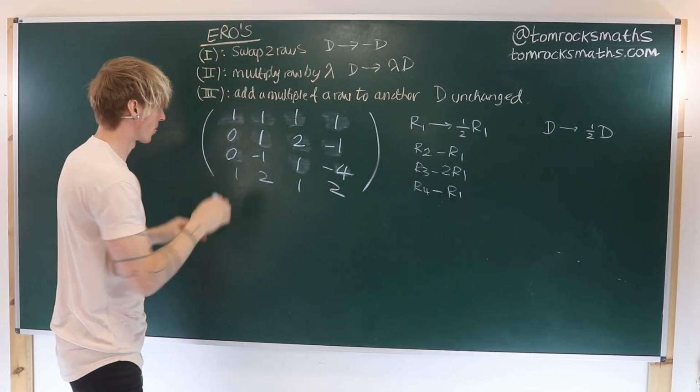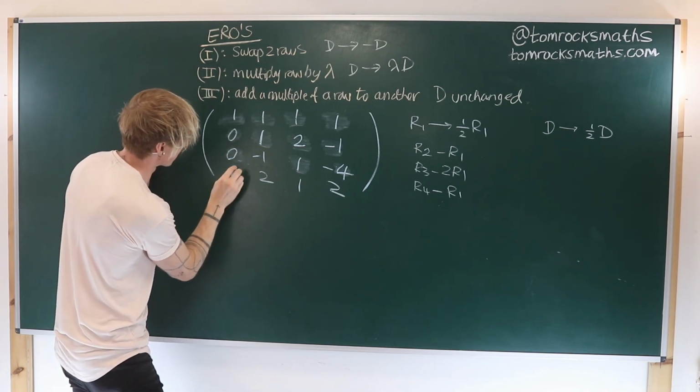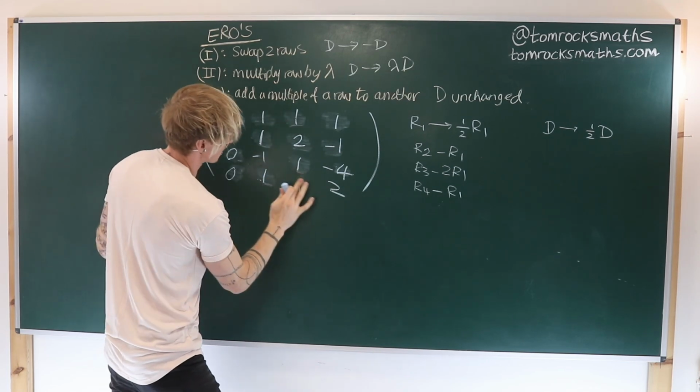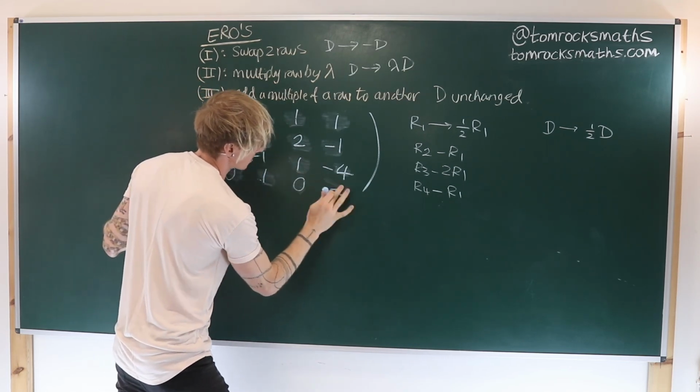And then row 4 minus row 1, again, that's going to give me a 0. 2 minus that gives me a 1. 1 minus 1 gives me a 0. And this gives me a 1.